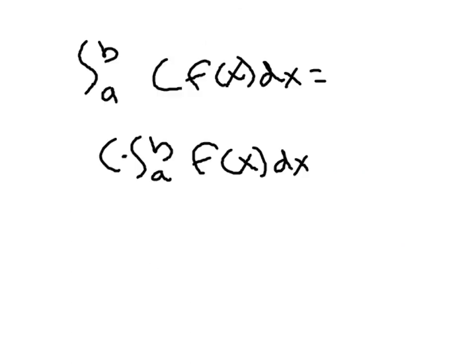The final property is that if I have a constant times a function and I'm trying to integrate that, I can just take that constant and move it out in front of the function. And we've been dealing with this. We did this during u substitution all the time, so it's really nothing new. But if I have a constant times a function, that's the same thing as the constant times the integral of the function.